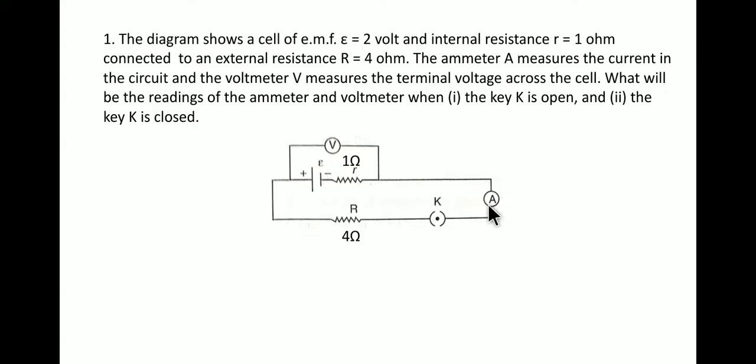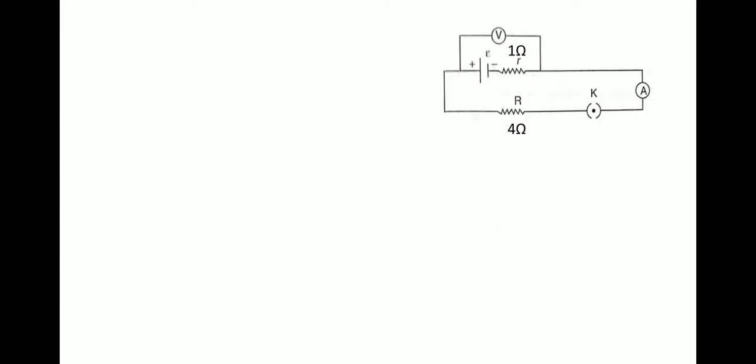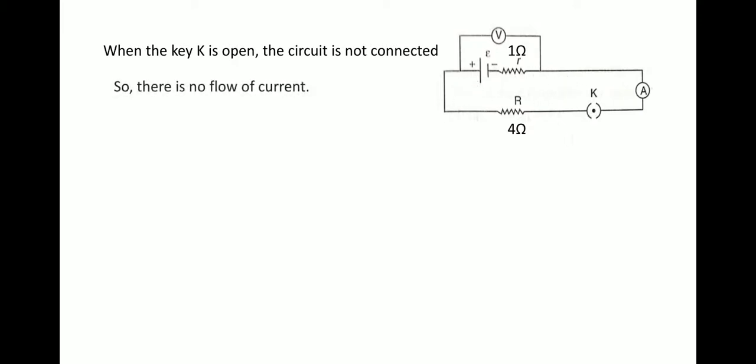All right, so let's solve it out. Here we have the figure. In this figure, when the key K is open, when this key is not closed, the circuit is not connected, so there will be no flow of current. Since the ammeter reading shows how much current is flowing through the circuit, and there is no flow of current, the ammeter reading will be equal to 0.